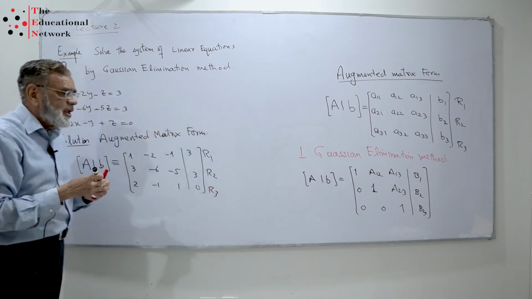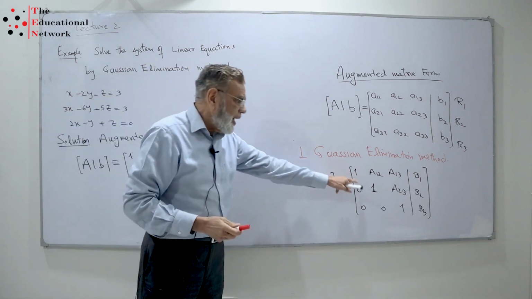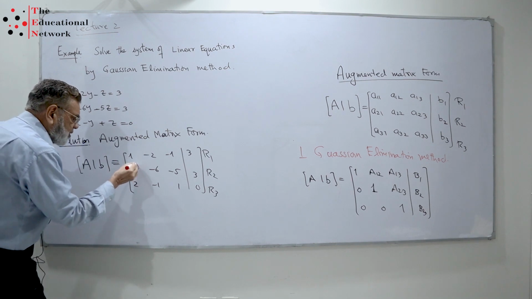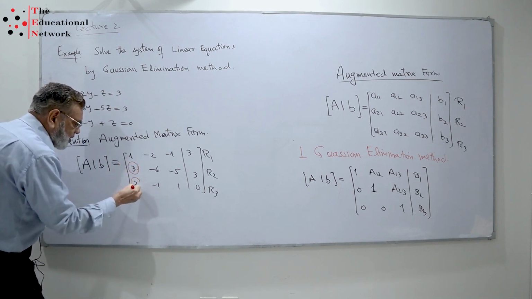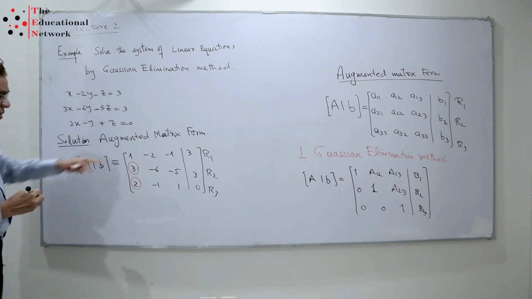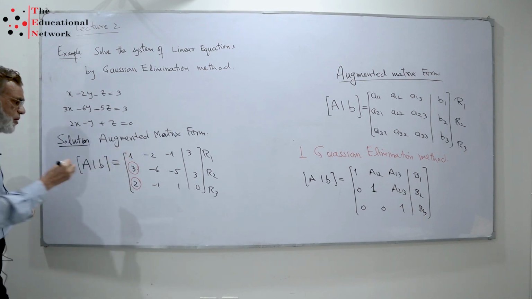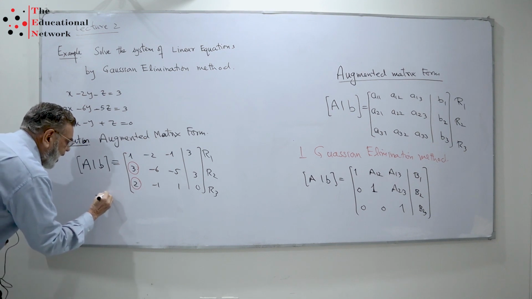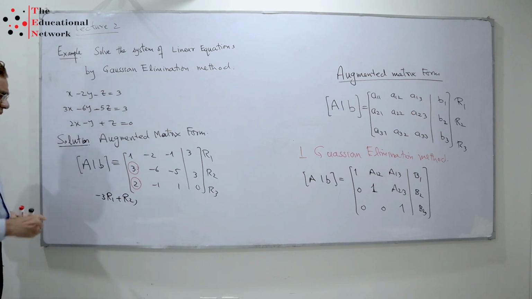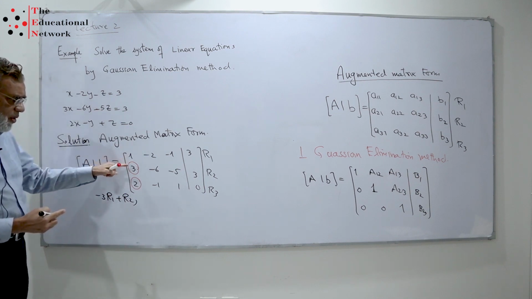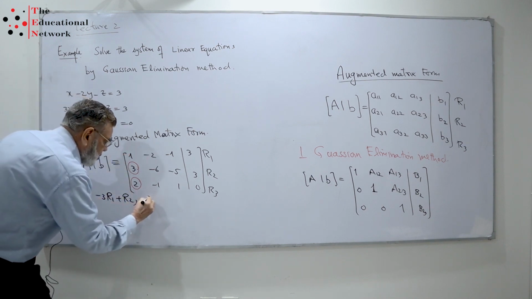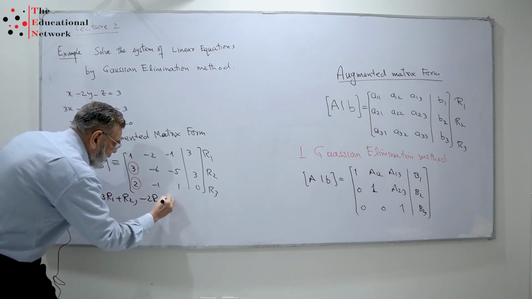As I mentioned, I want to change this to 1, and the values below it will be 0. So I want to make this value equal to 0, and this value equal to 0. To make these values 0, we make the following row operations. We multiply row 1 by minus 3 and add to row 2: minus 3R1 plus R2. This is my first row operation, which gives me the new row R2. To make this one 0, multiply by minus 2 and add to this one: minus 2R1 plus R3.